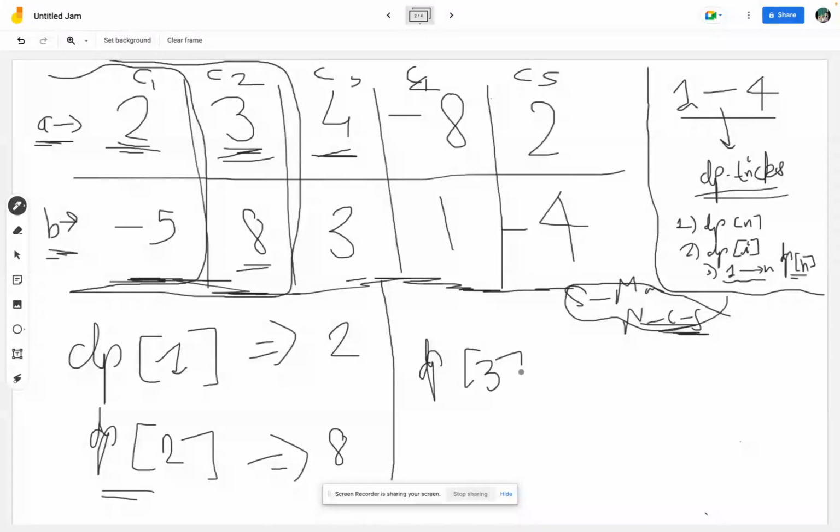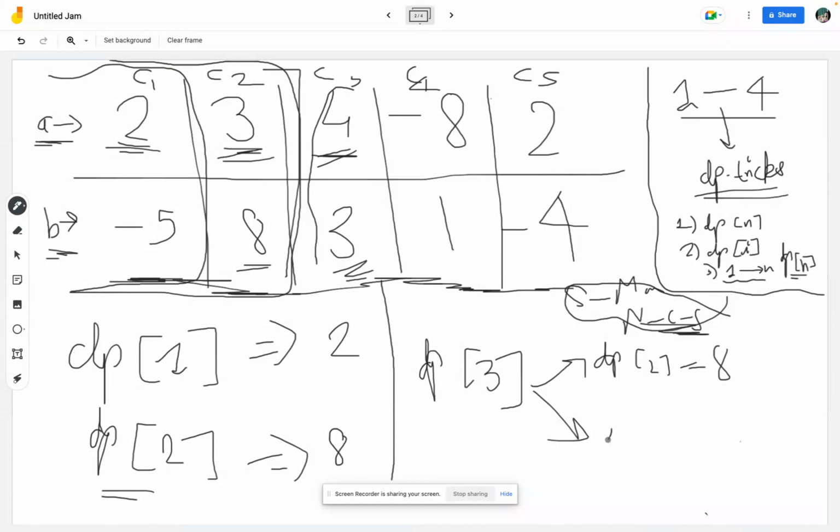If I am at dp of 3, I have two choices. One is don't do anything. You are at column 3, don't do anything, forget 4 and 3. Whatever the answer was there for dp of 2, that's your answer. So one answer is what? Dp of 2, which is what? 8. Very good.